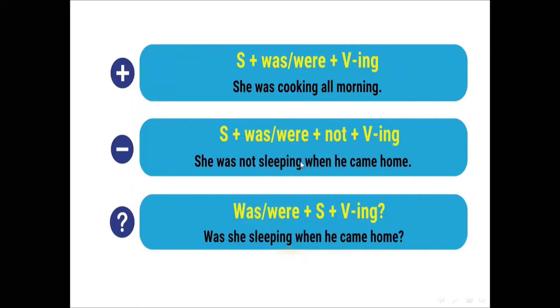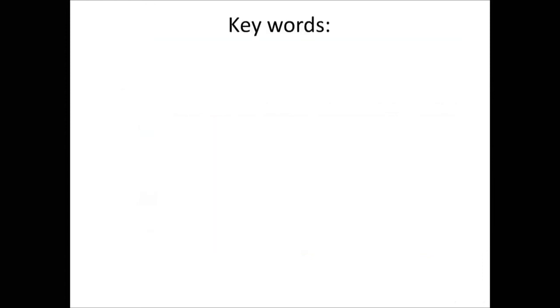She was not sleeping. The last, if you want to form a question, you have to start your question with was or were. It depends on the subject. Now here we use was because the subject is she. Was she sleeping when he came? Now these are the forms of the past continuous.